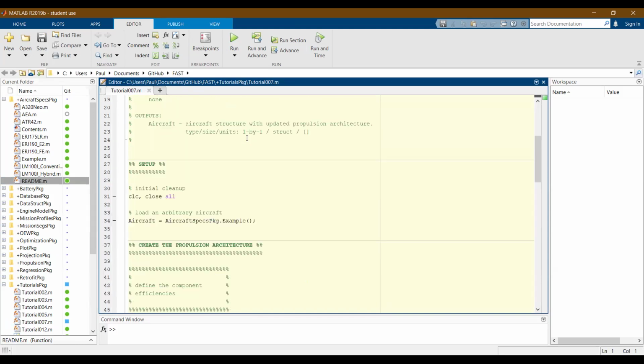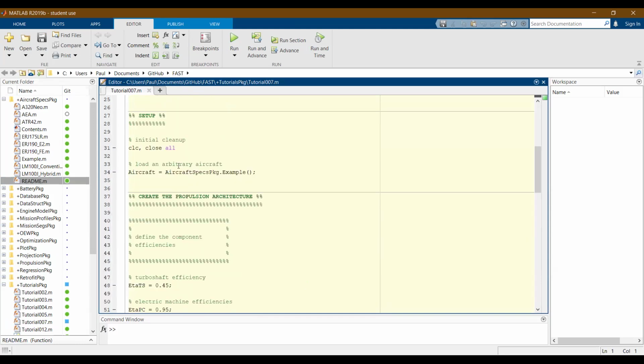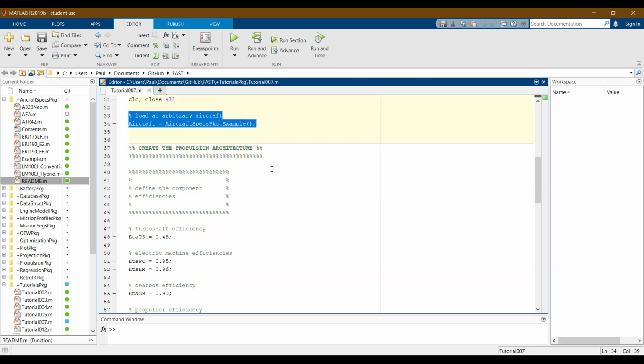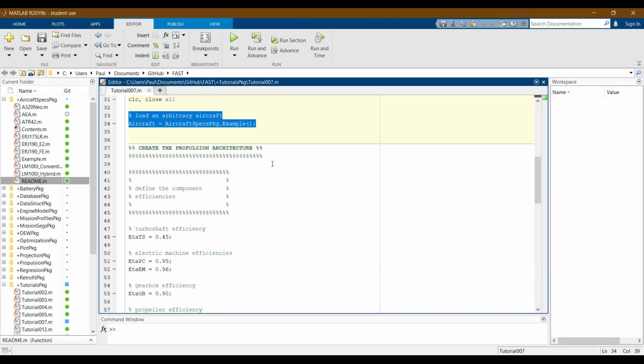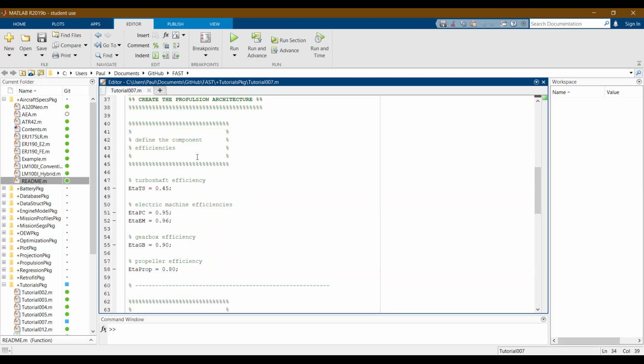So what we're going to do is first, we're going to load an aircraft, and we'll just load the example aircraft that we used in the previous tutorials. And if you remember that one, for simplicity's sake, we were just modeling an ERJ 190, which has a conventional architecture. So what we're going to do is now create the propulsion architecture and put it into FAST. So the first thing I'm going to do is I'm just going to define arbitrary component efficiencies. So we have the turboshaft, the power converter, the electric motor, the gearbox, and the propeller. So we'll use these when we're defining the propulsion architecture's efficiencies down below.